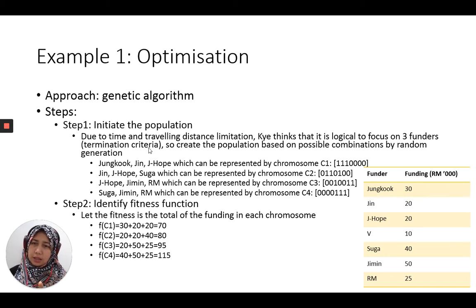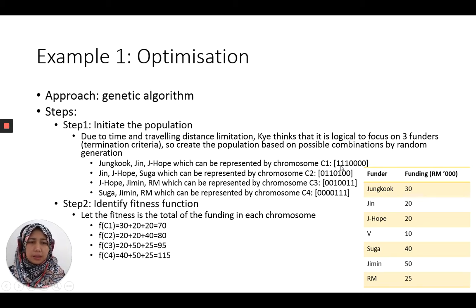So we start with genetic algorithm. The first step is to initiate the population. Let's say that a constraint is being used to focus on 3 funders only. And we assume this is the determination criteria, and we create the population. So randomly, we can identify 3 combinations. Let's say Jungkook, Jin, and J-Hope from this table.